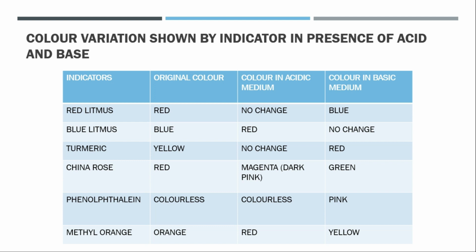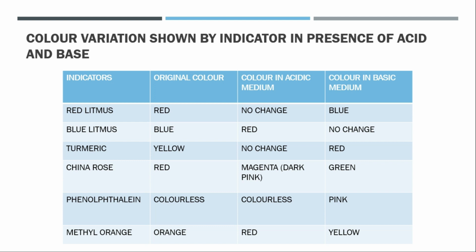Similarly, blue litmus is a blue color. In acidic medium it shows red, whereas in basic medium it does not show any change. Similarly, the indicator turmeric has an original color of yellow, and in presence of acid there is no change, whereas in presence of base it changes to red, that is, yellow to red. China rose, the indicator is extracted by boiling the petals of China rose in hot water.